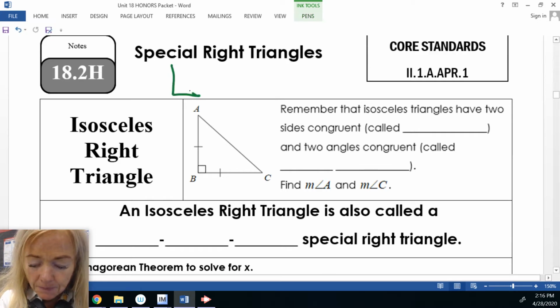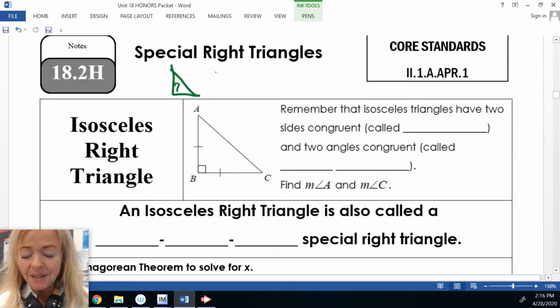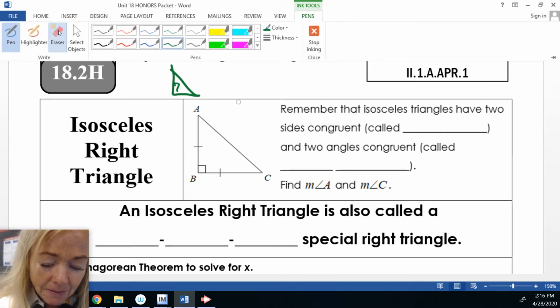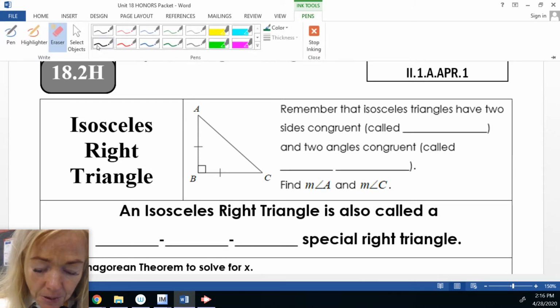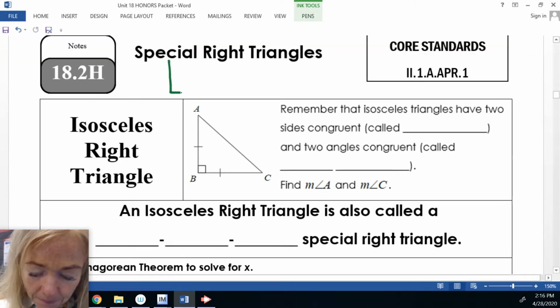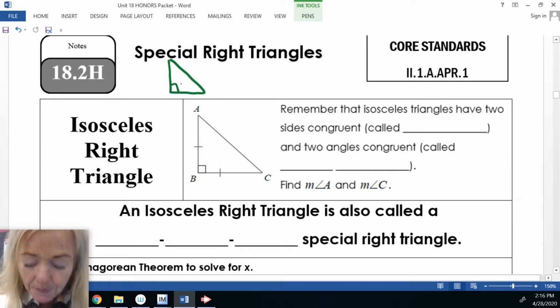Okay, so we have these, that's a beautiful right triangle. Just kidding, it's terrible.